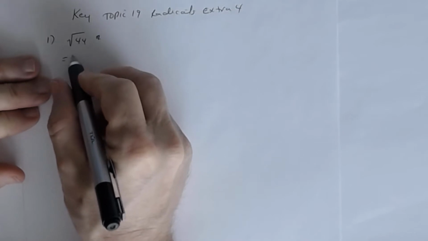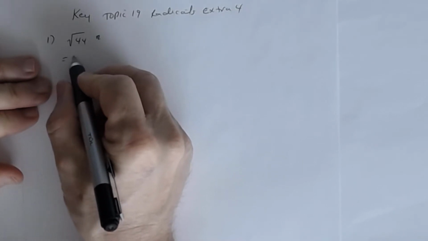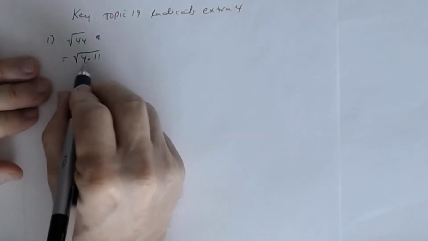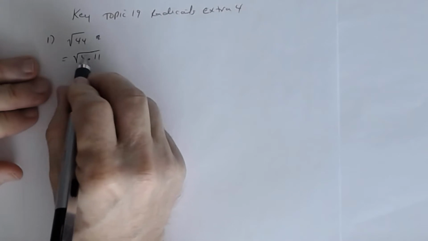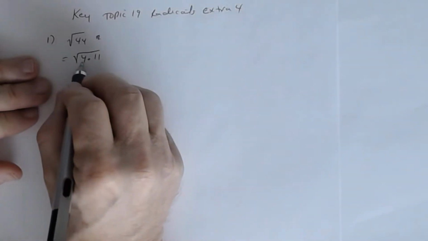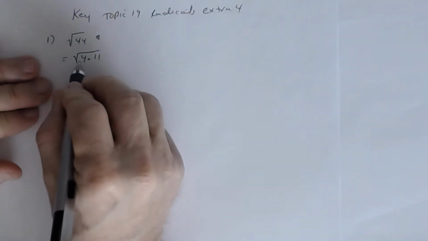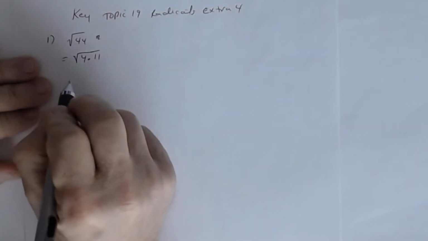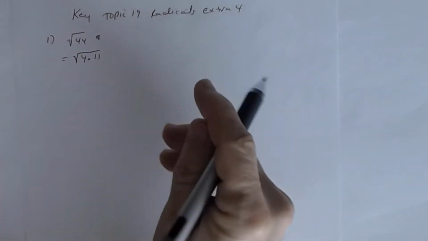Okay, 4 is a perfect square. So you're going to say the square root of 4 times 11. That's the product rule, because 4 times 11 is 44, and 4 is the largest perfect square. So you want to write the factor that goes here as a perfect square that goes into 44. You did not want to use something else.